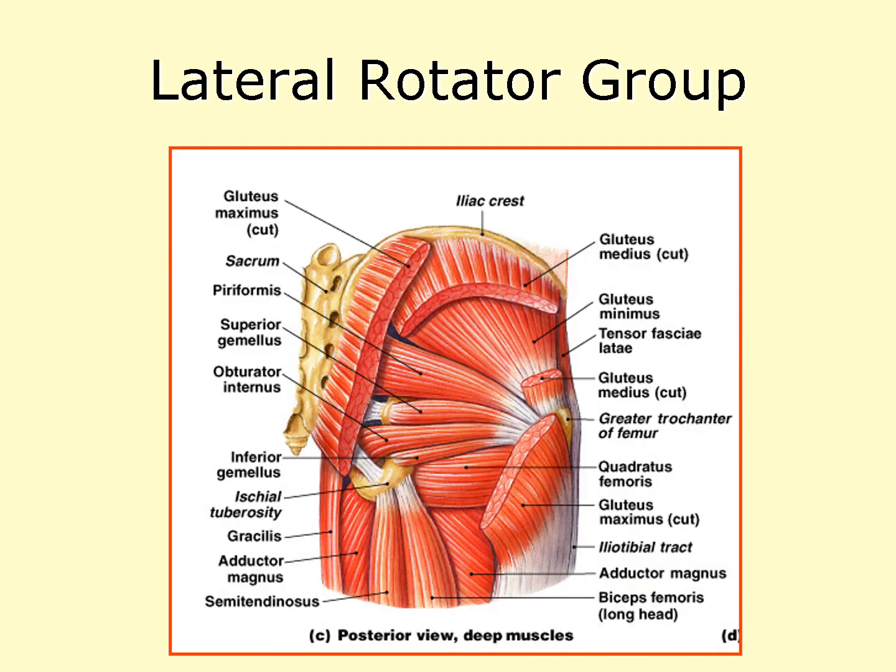Deep to the gluteus maximus and medius are a group of small muscles that have their origins on the pelvis, ischial spine, ischial tuberosity, and obturator foramen, and insert on or near the greater trochanter. The muscles are the piriformis, obturator internus and externus, superior and inferior gemellus, and quadratus femoris. These muscles function to laterally rotate and abduct the thigh at the hip joint.